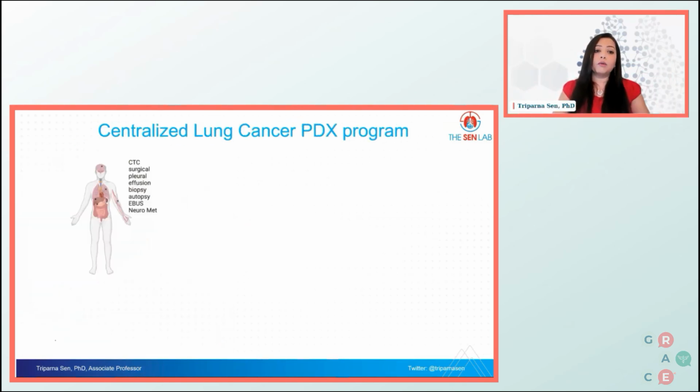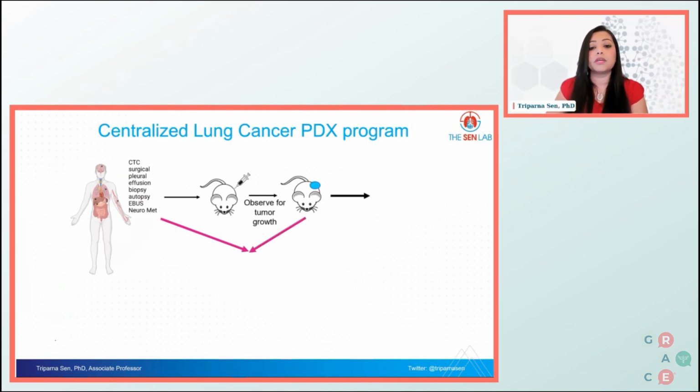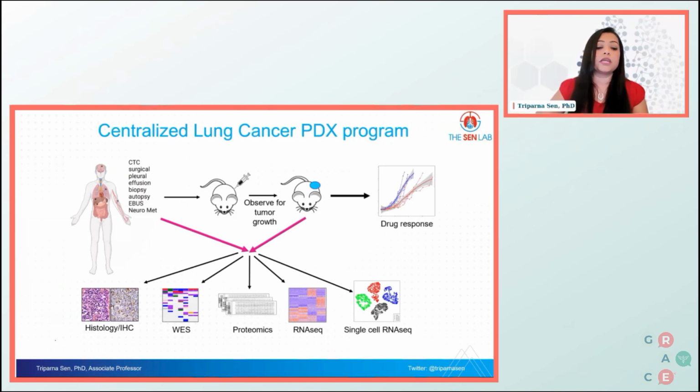So, I am also the director of the lung cancer PDX program at Mount Sinai. So we collect CTCs, biopsies, samples, and then we engraft into these mouse models. And we can do different techniques. We can do histology, we can do whole exome sequencing, proteomics, RNA-seq, single cell sequencing, and drug response studies. And I know you're going like, whoa, what are these techniques? I'm going to talk about them in a little bit and what that has really taught us. But the point is, we can understand a lot about the disease from these mouse models.